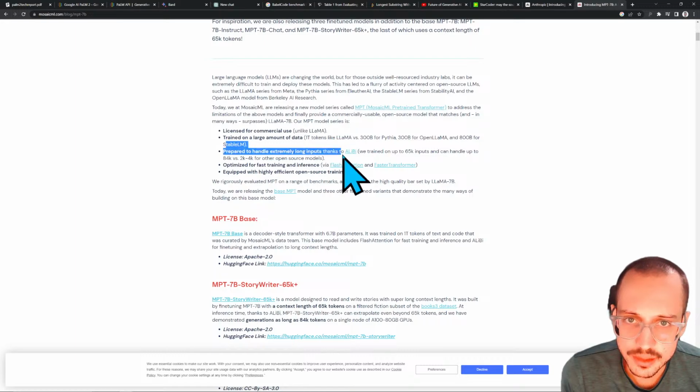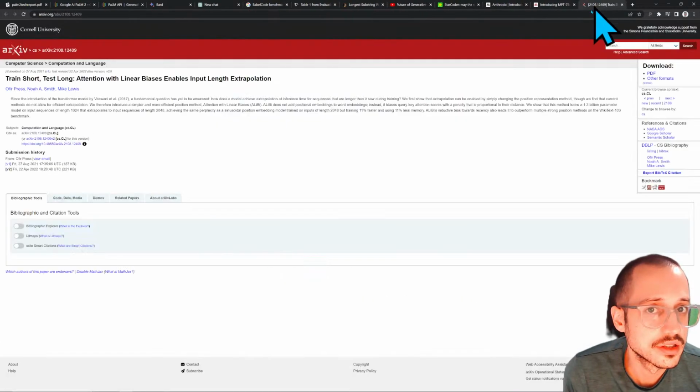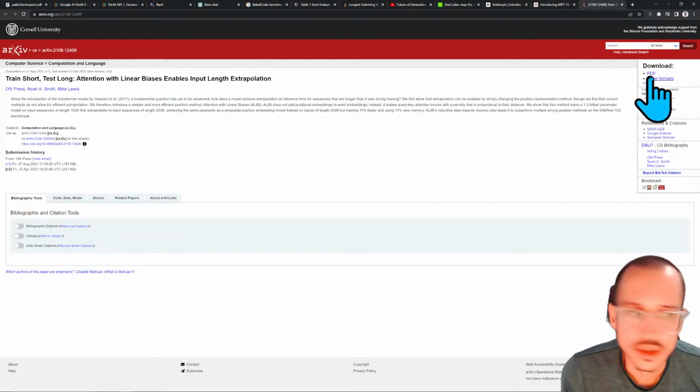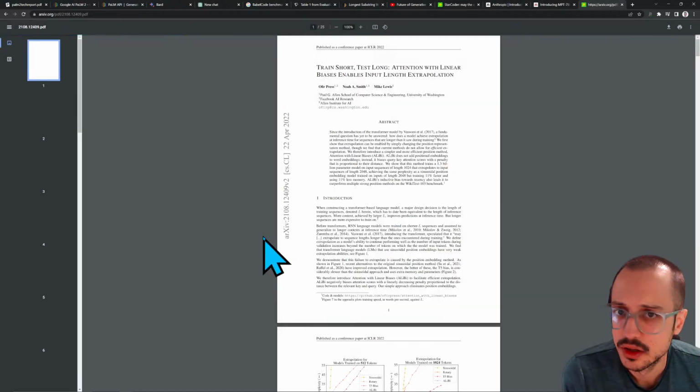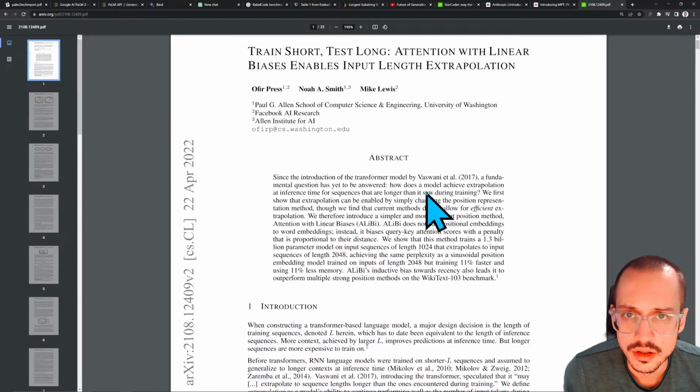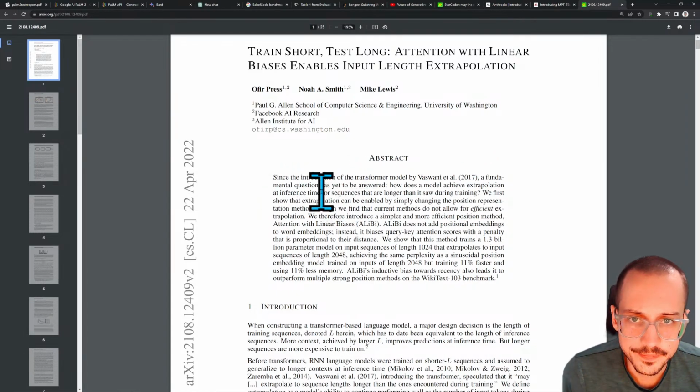Thanks to Alibi, we trained on up to 65K tokens and can handle up to 84K. What is this? Fundamental question. We first show that extrapolation can be enabled by simply changing the position of representation. We find that current methods do not allow for efficient extrapolation.